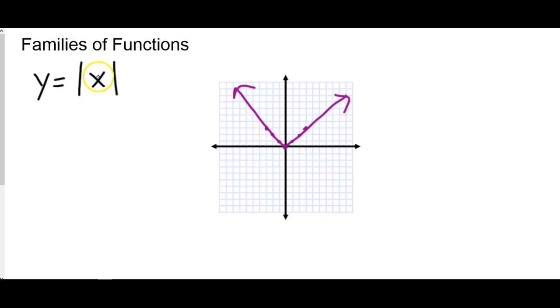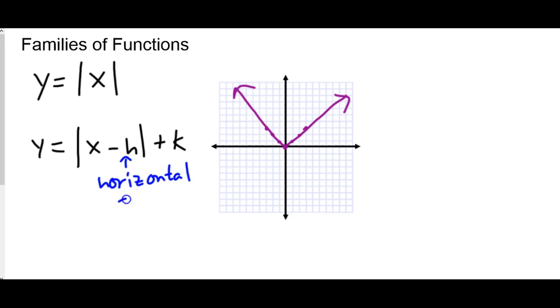When you change the equation, it's going to change the graph. So if we change our basic absolute value function and we add or subtract a number inside or add or subtract a number outside, it's going to change where this graph is. So inside is called a horizontal shift. And it's opposite of what we expect.